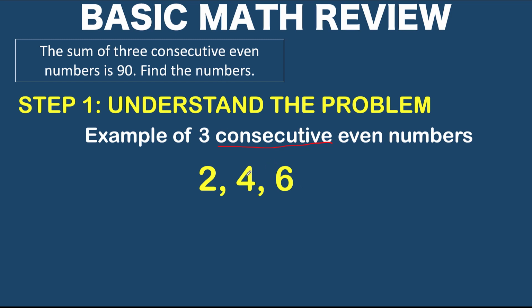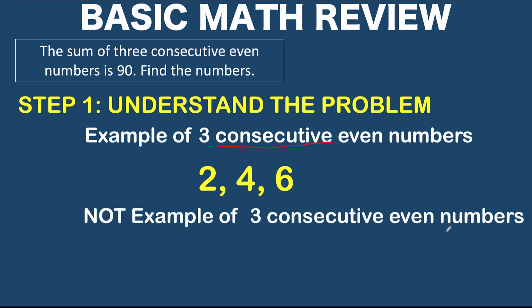Now, let's take a look also at what is not an example of consecutive even numbers. If we have 2, 6, 8, this is not an example of consecutive even numbers because the next even number after 2 should be 4. But what we have here is 6 and therefore they are not consecutive. So in this problem, what we want are three consecutive even numbers whose sum is 90.